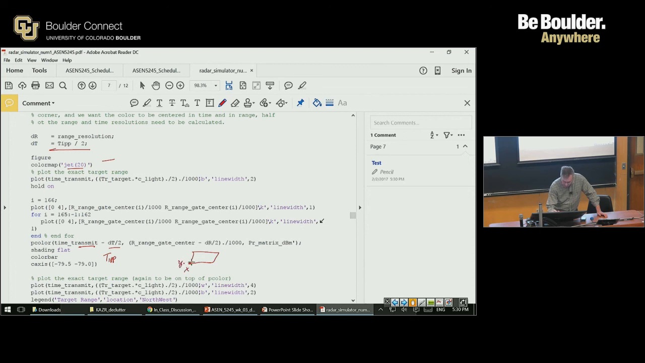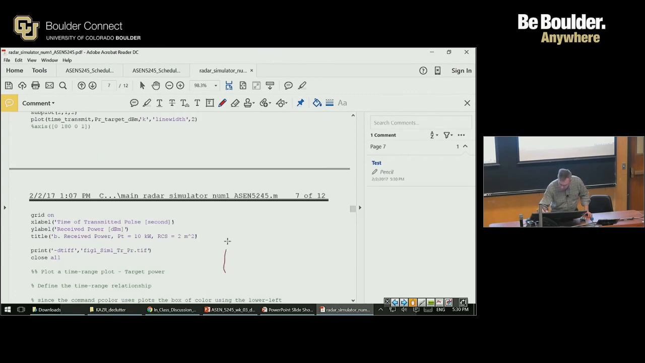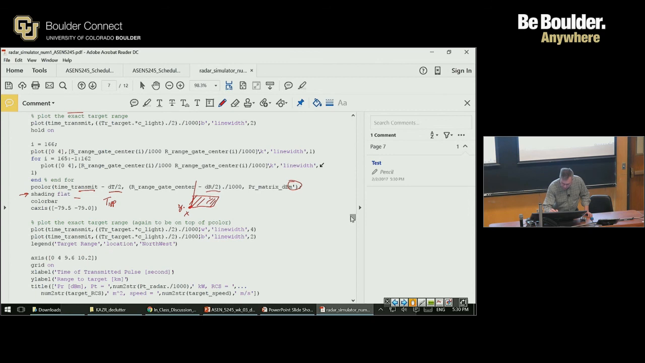Y, and it shades this color given the dimensions. So T needs to be offset by a half, delta range needs to be offset by a half. This is in meters, put it in kilometers. And then sometimes you have to use the transpose of the matrix. And then you have to do the shading flat and then the color bar. So shading flat removes the black lines that are the grid boxes.